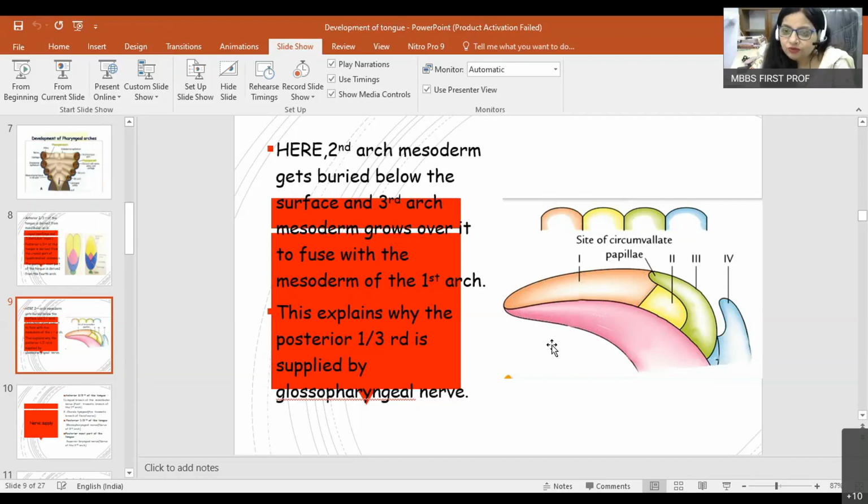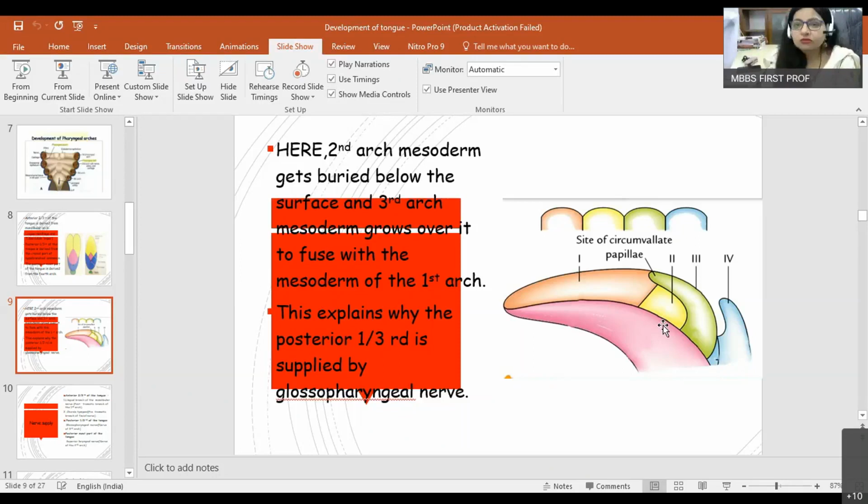Now this is a side view of the tongue, so that you can understand how this nerve supply is derived. The anterior two thirds of the tongue is clearly derived from the first arch, so it has the nerve supply from the mandibular nerve itself. It also has some part derived from the second arch, I'll tell you later. But the posterior one third of the tongue, what should it be? It should be from the second arch, right? The posterior one third supply, because it is derived from the second and third arch.